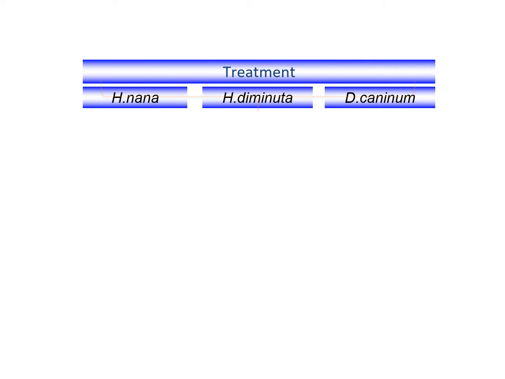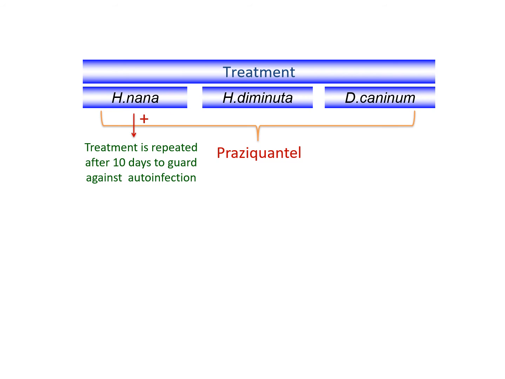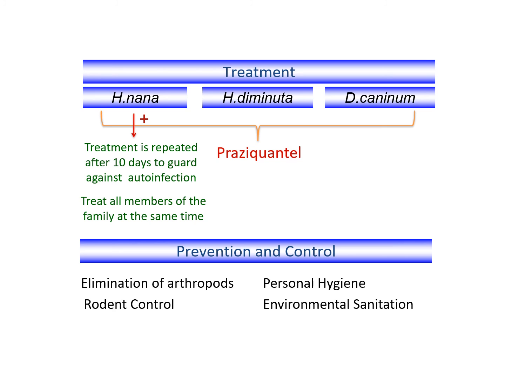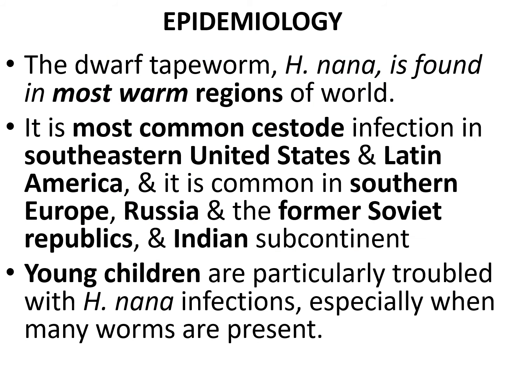Treatment: for the three, praziquantel. Treatment in nana is repeated after 10 days to guard against autoinfection. Treat all members of the family at the same time. Prevention and control: elimination of arthropod, rodent control, personal hygiene, environmental sanitation.